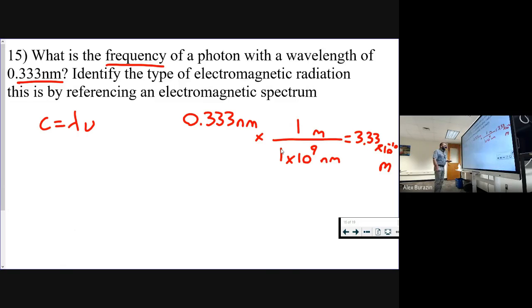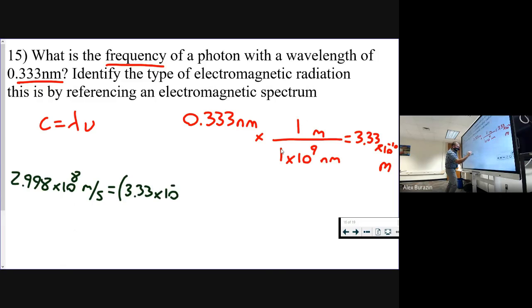All right, 2.998 times 10 to the 8th meters per second equals wavelength, which is 3.33 times 10 to the negative 10 meters, multiplied by frequency, which we don't know. That's what we're trying to solve. Now the algebra is as easy as life gets, right? 2.998 times 10 to the 8th divided by 3.33 times 10 to the negative 10.